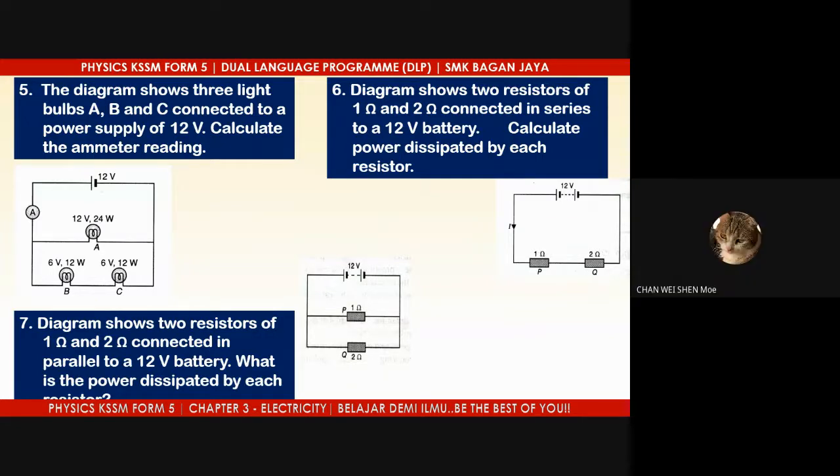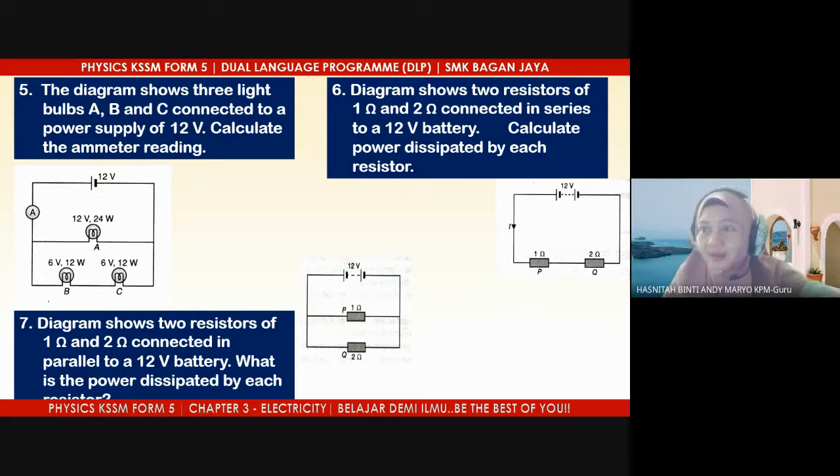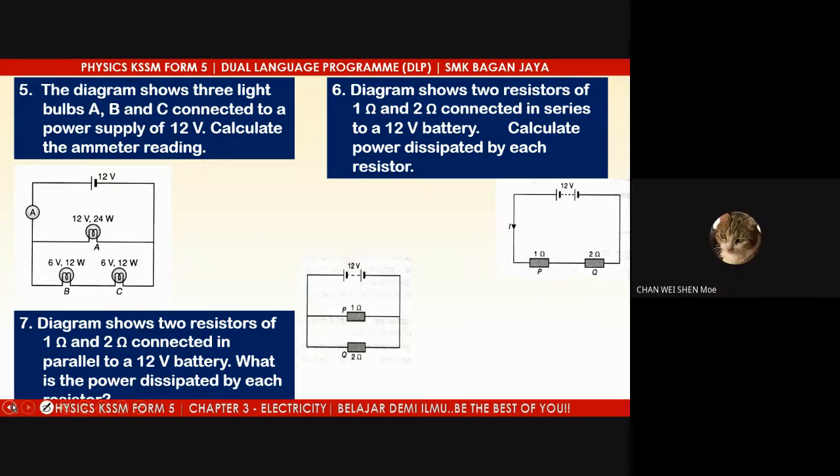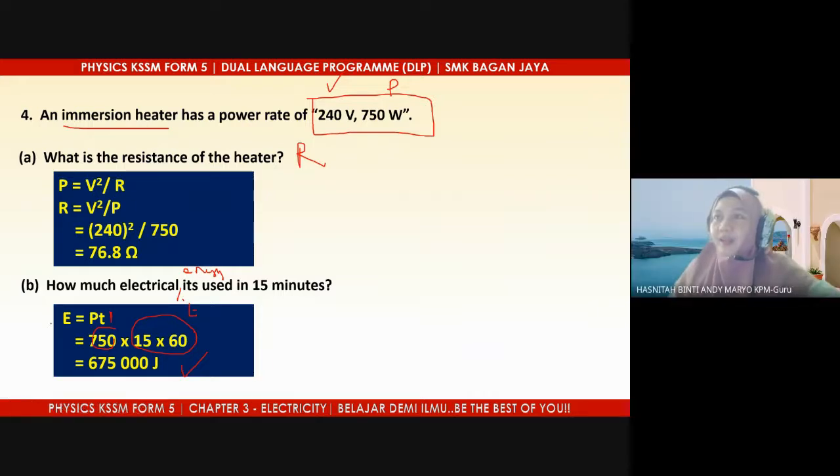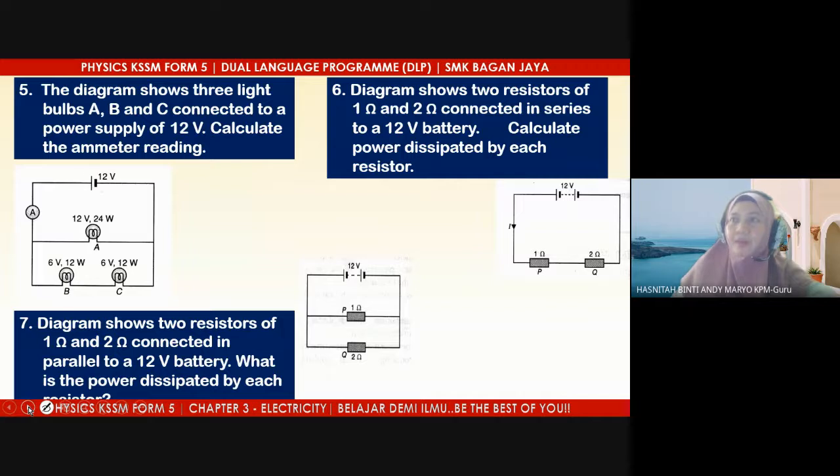Sorry, teacher. Could you please go back to the previous slide? Which one? Number 4. Yeah, this one. Okay, number 4. It says the answer for the resistance is 76.8 ohm, and this is your power, and the electrical heat used in 15 minutes is 675,000 joule. All right.